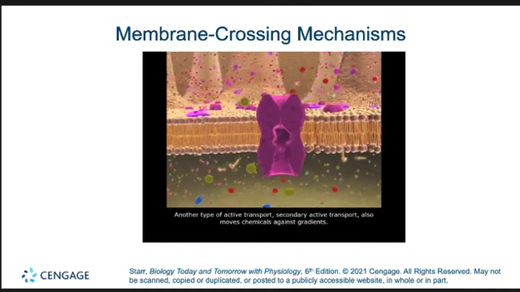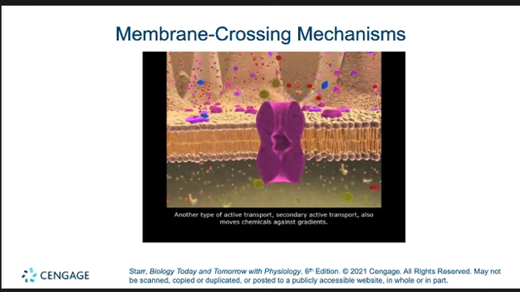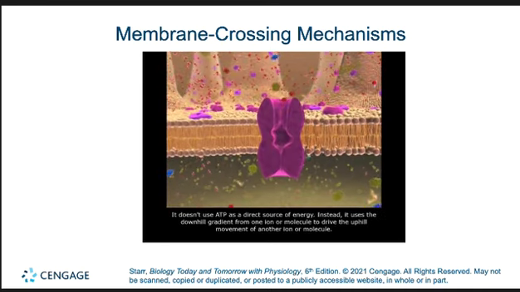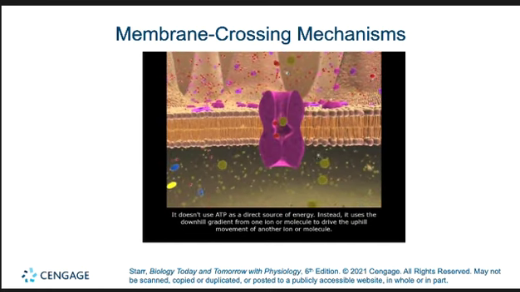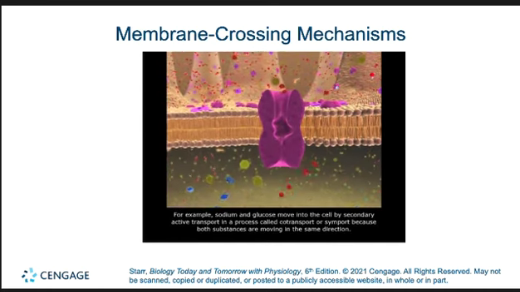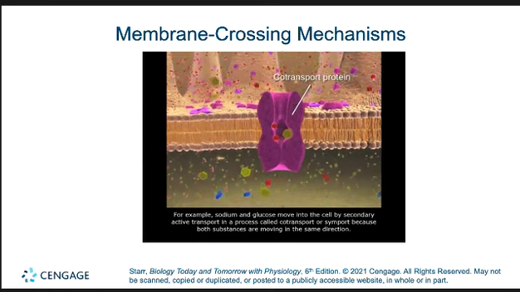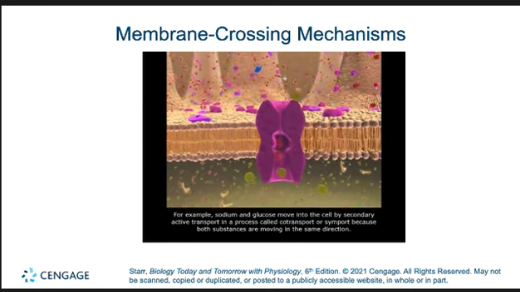Another type of active transport, secondary active transport, also moves chemicals against gradients. It doesn't use ATP as a direct source of energy. Instead, it uses the downhill gradient from one ion or molecule to drive the uphill movement of another ion or molecule. For example, sodium and glucose move into the cell by secondary active transport in a process called cotransport or symport, because both substances are moving in the same direction.